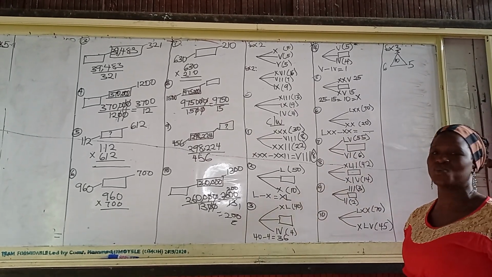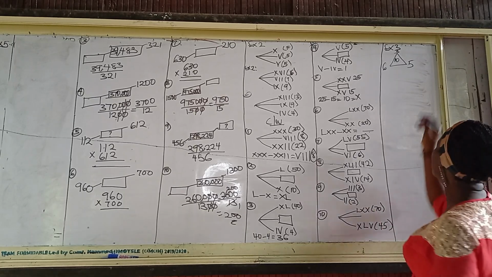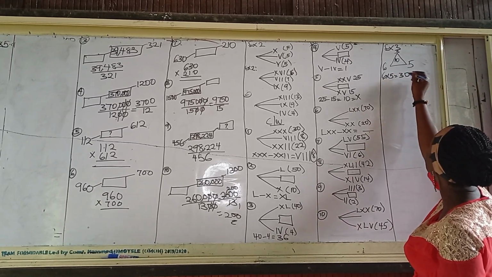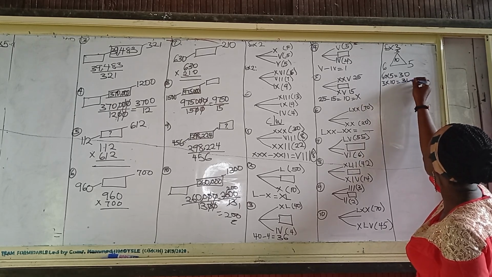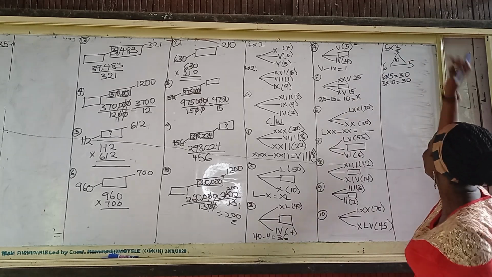6 times 5 gives us 30. 3 times 10 gives us 30. So 6 times 5 is equal to 30. 3 times 10 is equal to 30. So that is how they got that. But auntie, what if this 3 is not given?